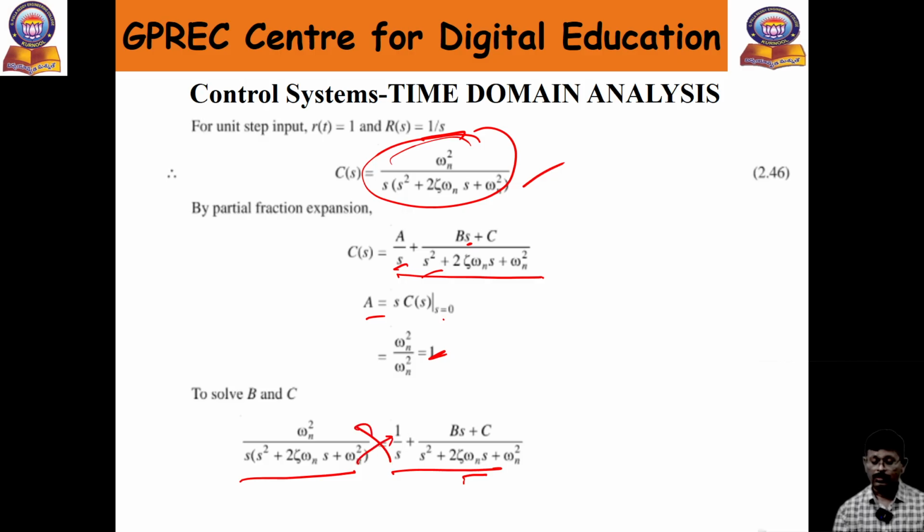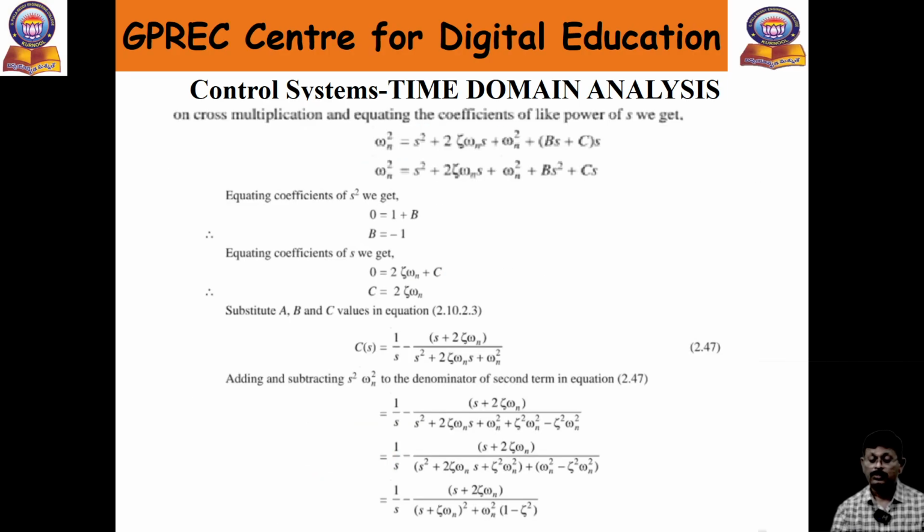Okay, by cross multiplication. Understand? Right? So cross multiplication, we are getting this value. Okay, so omega n square. Okay, cross multiplication. So omega n square equals (s square + 2 zeta omega s + omega square)(bs + c) plus cs. Now multiply s square, 2 zeta omega s, omega n square, bs square, cs.